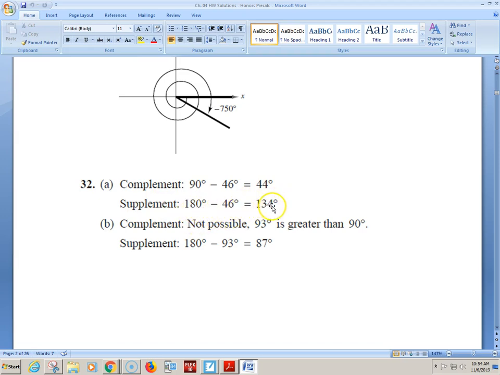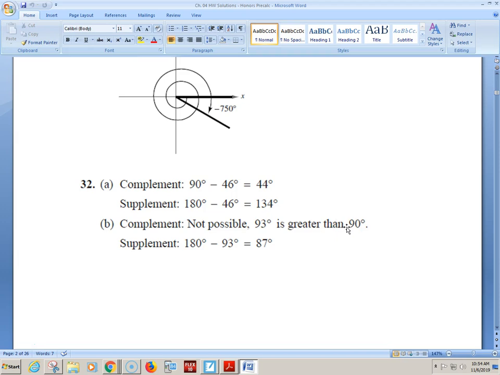180 minus 46. So supplement adds up to 180. I'll take that. The older you get, the more you need to supplement your nutrition, etc. Sure, why not? And then going to 90. However, in letter B, what's with the whole not possible thing? Yeah. If you were to try to get to 90, you'd have to do a negative angle. It's bigger than 90, so it doesn't have complements and supplements.